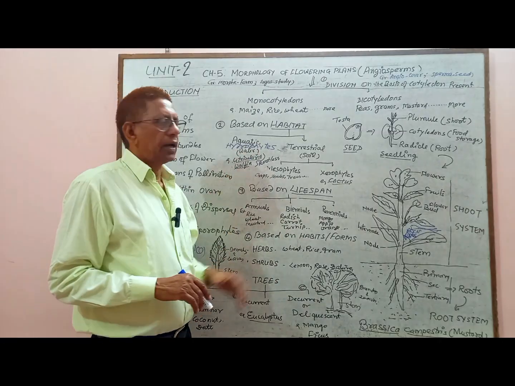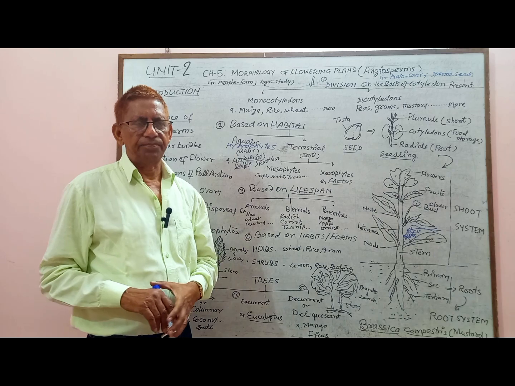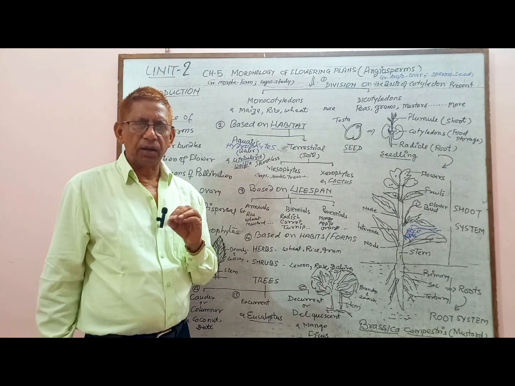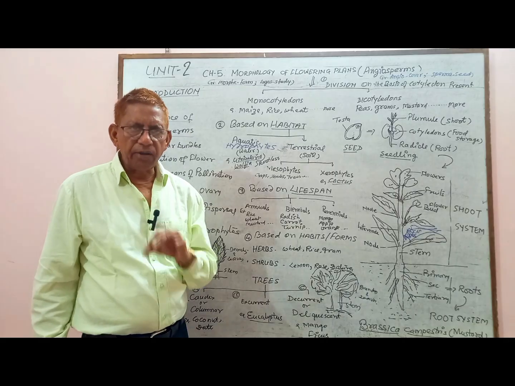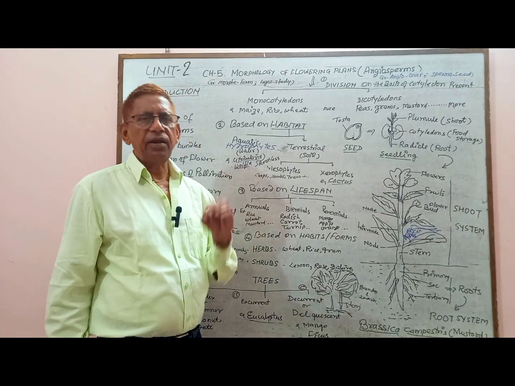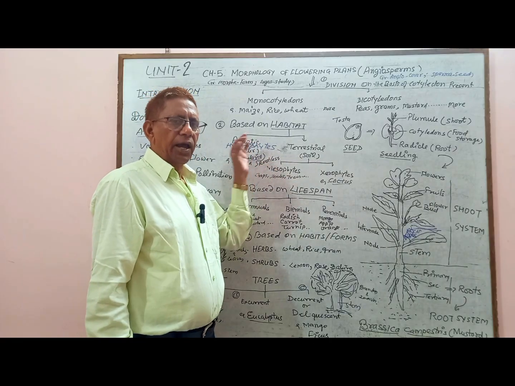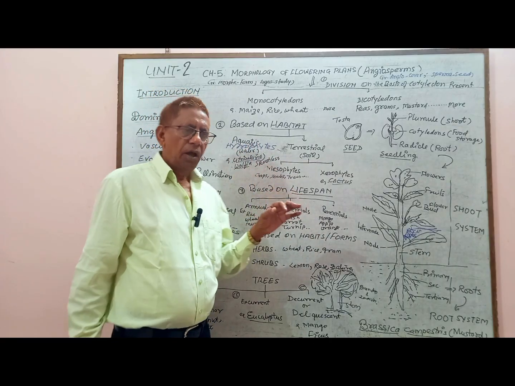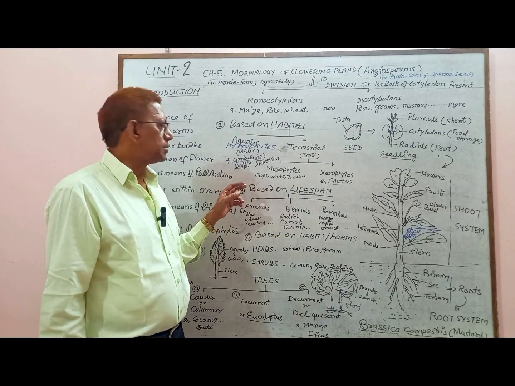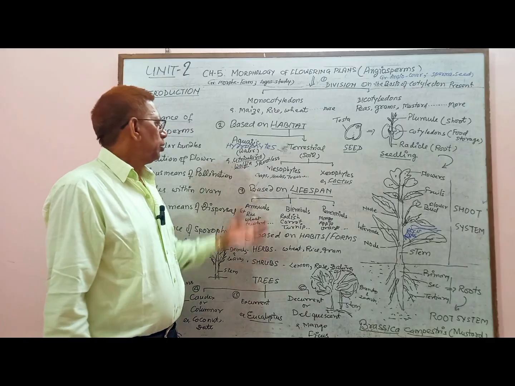One is the hydrophytes, and the other is terrestrial. The first is aquatic. Hydro means water, phyta means plants. Whatever plants are inhabiting the water are known as hydrophytes. They are aquatic in nature and they are represented by two examples here: one is Utricularia and the other is Wolffia.